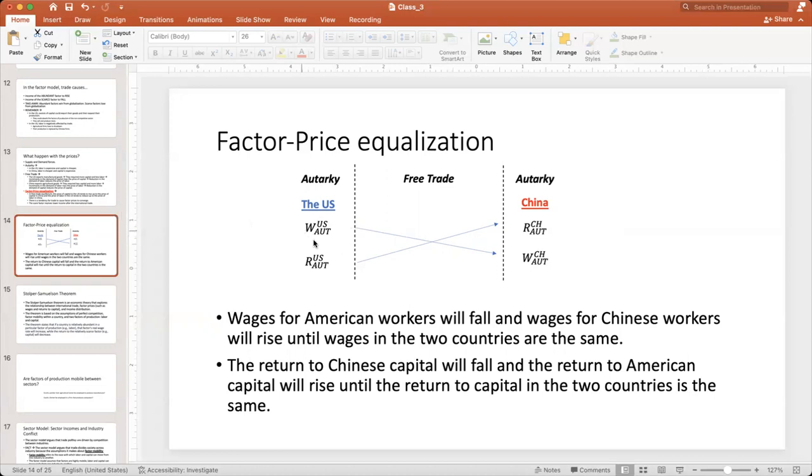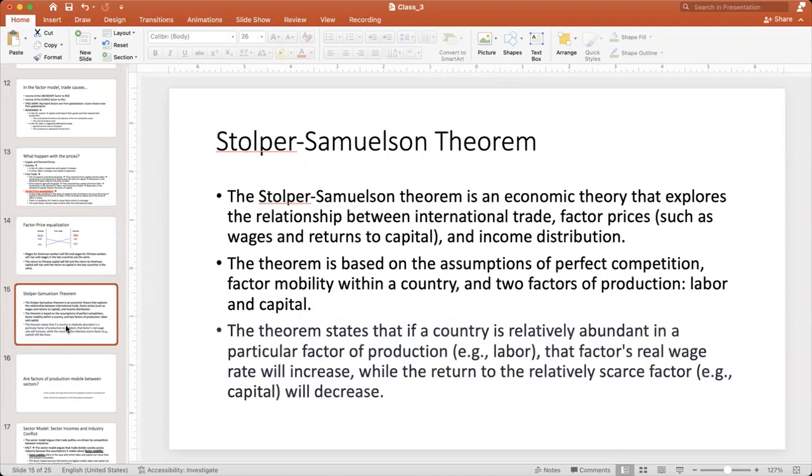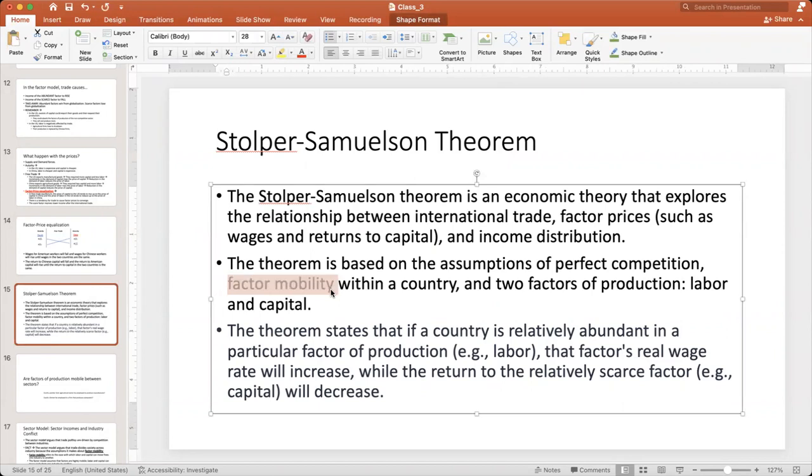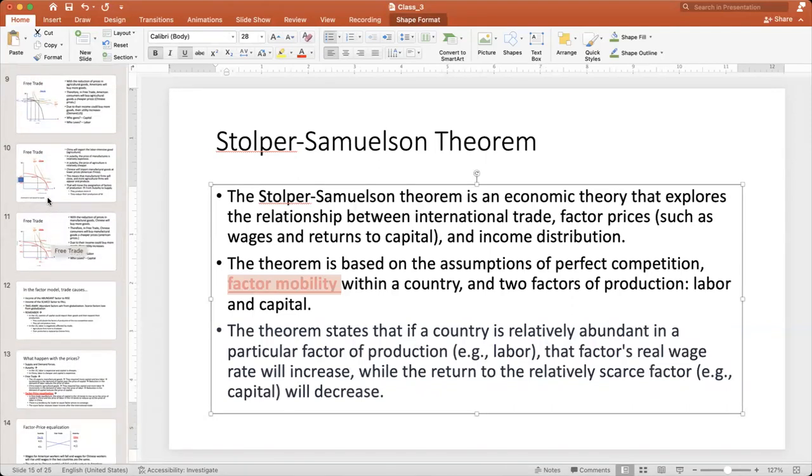In the US, labor will get lower prices, so they will get lower income, so they will be worse off. And in China, the owners of capital will get lower prices, will get lower income, and they will be worse off. But remember that one of the most important assumptions that support this theorem is factor mobility. What is factor mobility? We already saw it, but we are explaining it again.